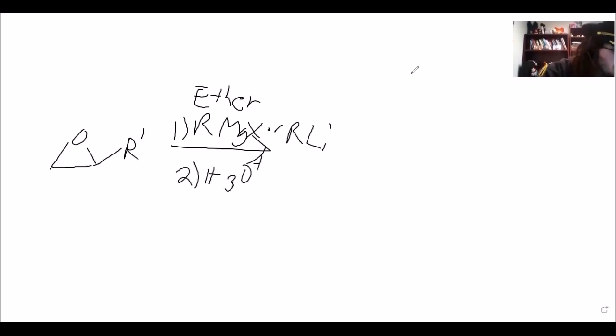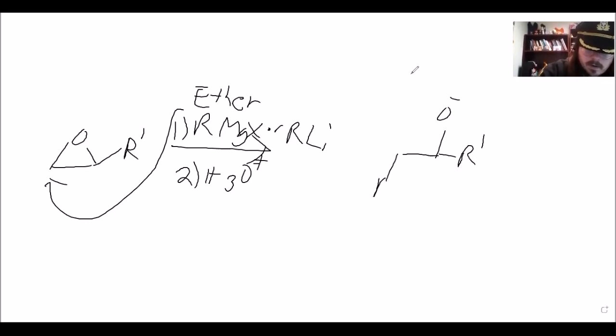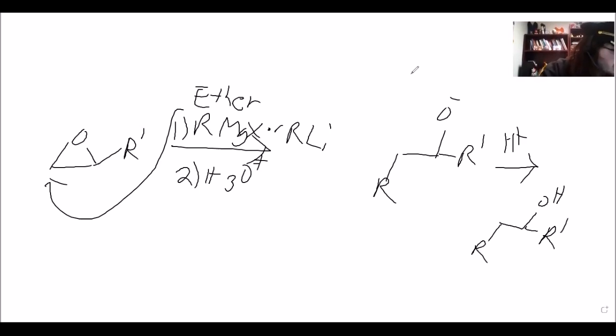Essentially, we're attacking like the base catalyzed mechanism, because R minus is just acting as a base. So R minus is going to attack the least sterically hindered carbon, and we're going to have our O minus and R, and then the acid protonates that. So we have our alcohol group. So Grignard attacks the least substituted.